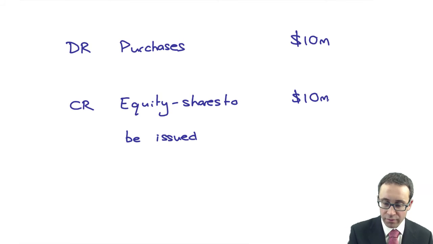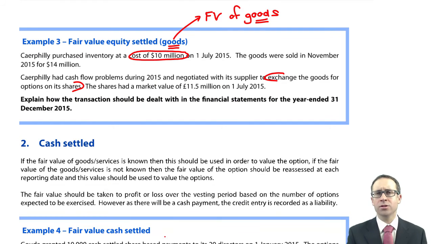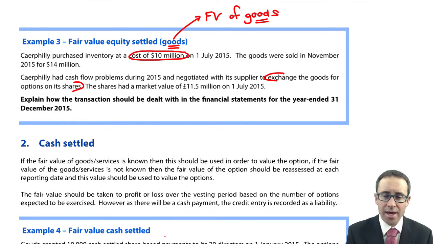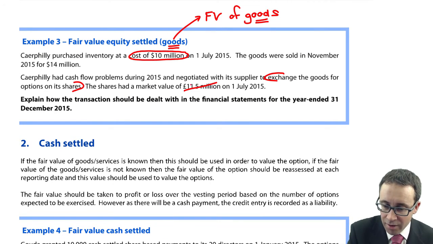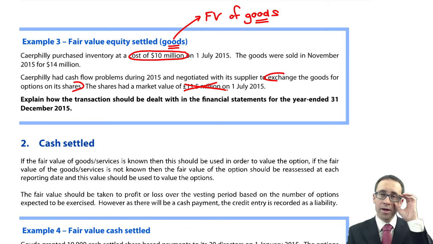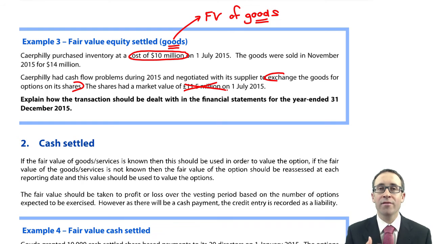Do not be put off. There's a red herring. There's something to divert your attention. Yes, the shares had a market value of 11.5 million. We're not worried what the shares were worth. We are exchanging 11.5 million worth of options for goods costing $10 million. So we're incentivizing our supplier to take the shares, knowing that they're selling us $10 million worth of goods, but they're getting something in return that's worth that little bit more.